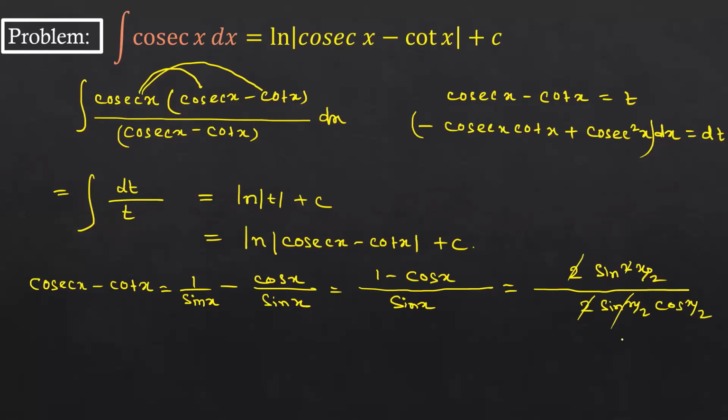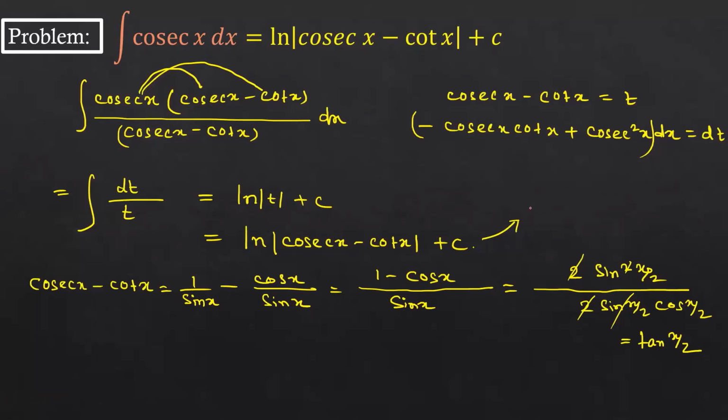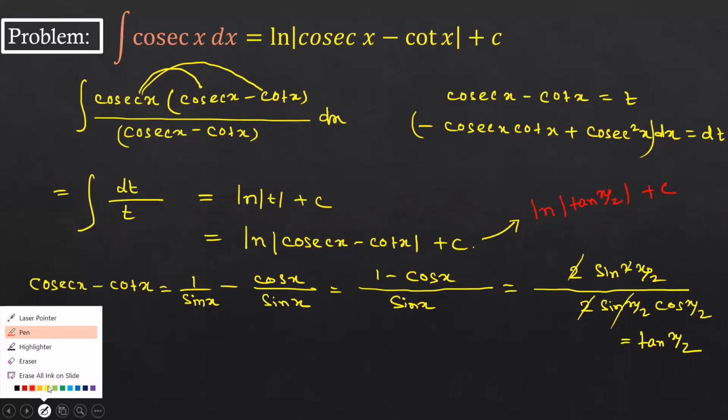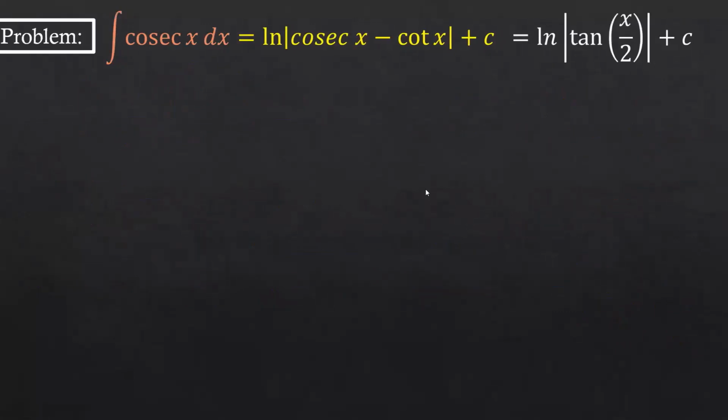Actually, you have tan of x by 2. This is the tan x by 2 term, which we are familiar with. So you can express this term with another term, which is ln of mod of tan of x by 2 plus c. This is another expression by which you can express your result. This is the second part, which is ln of modulus of tan of x by 2 plus c.